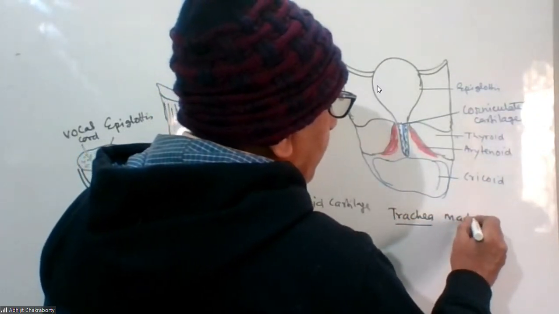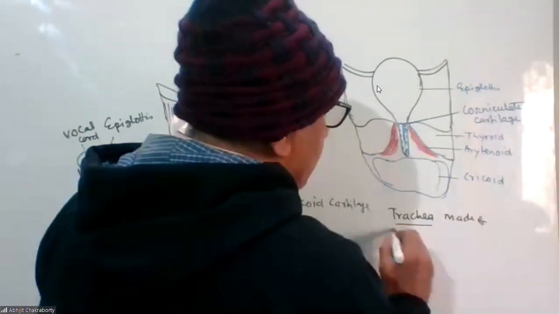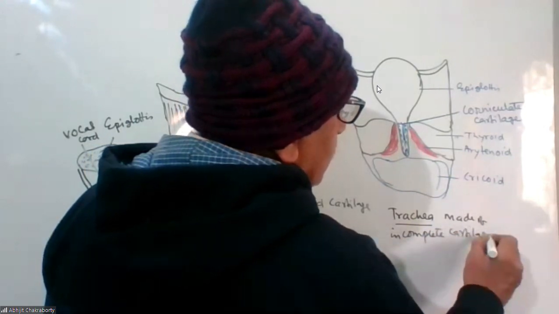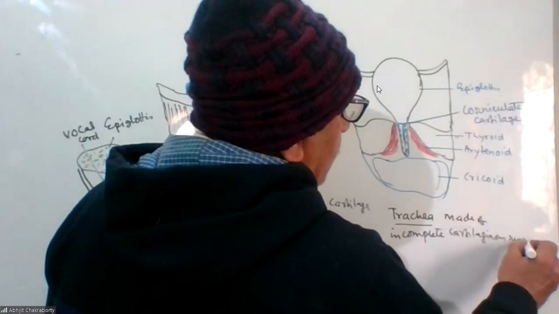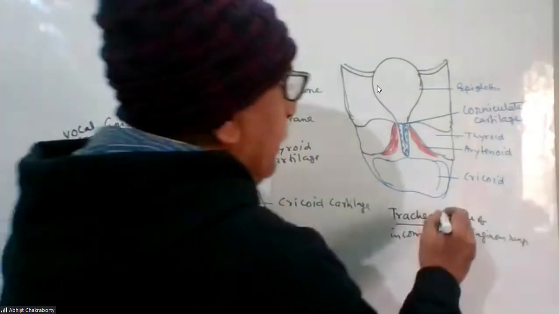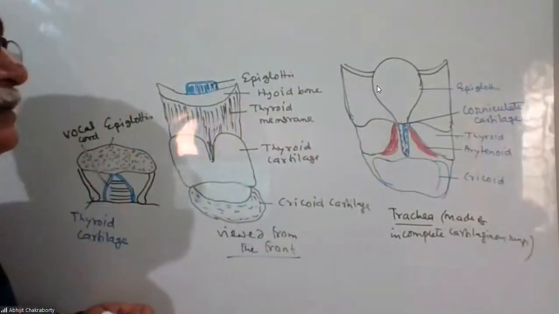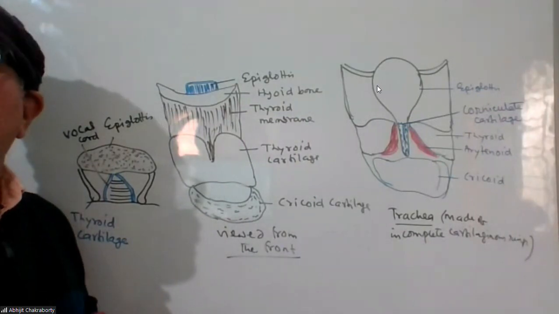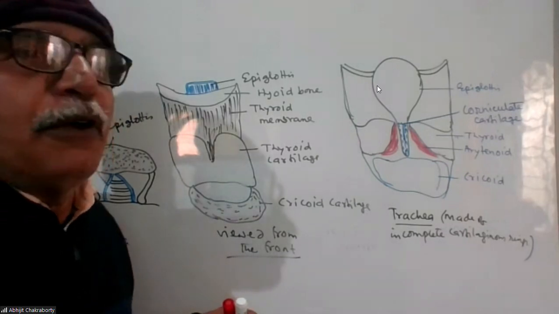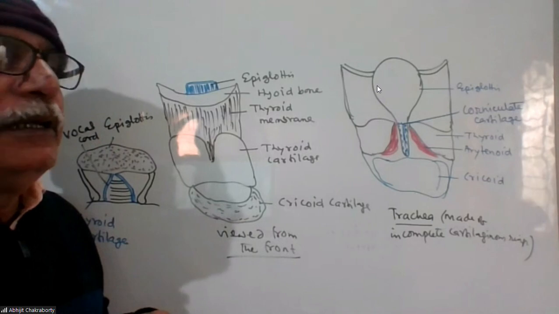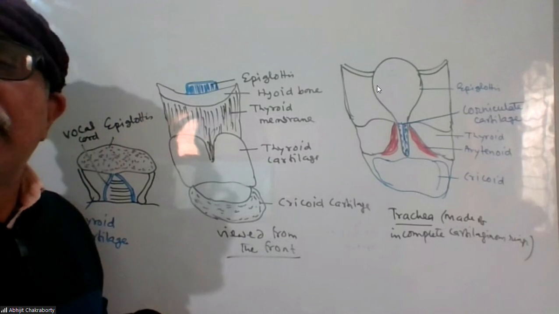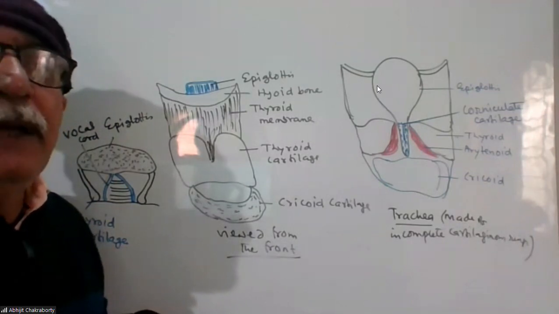Trachea is made of incomplete cartilaginous rings. Why is trachea made of incomplete cartilaginous rings? Trachea is made of incomplete cartilaginous rings to prevent collapsing. Write it down.